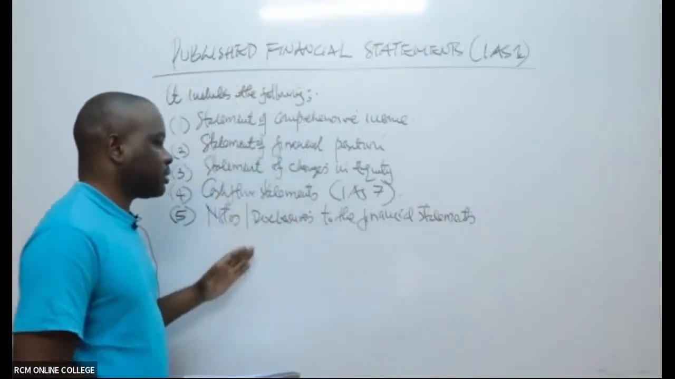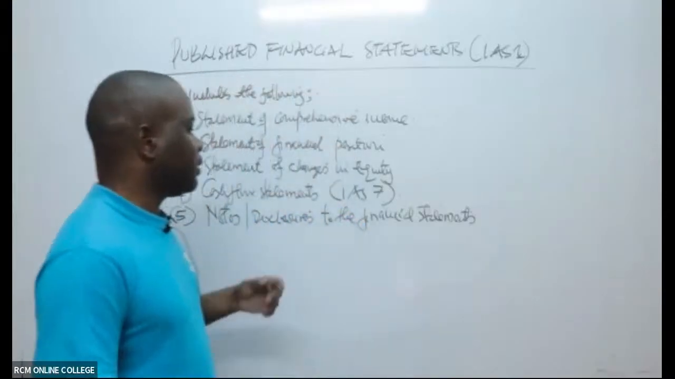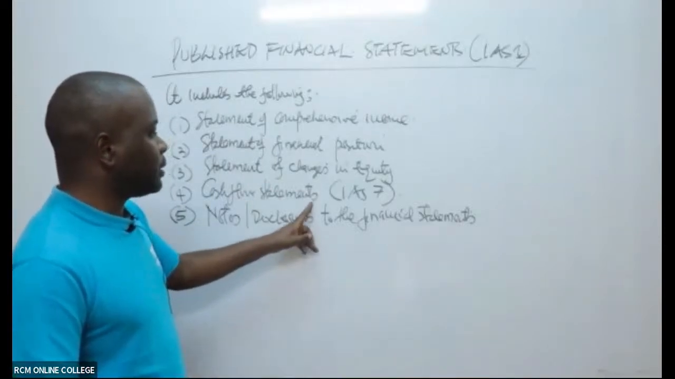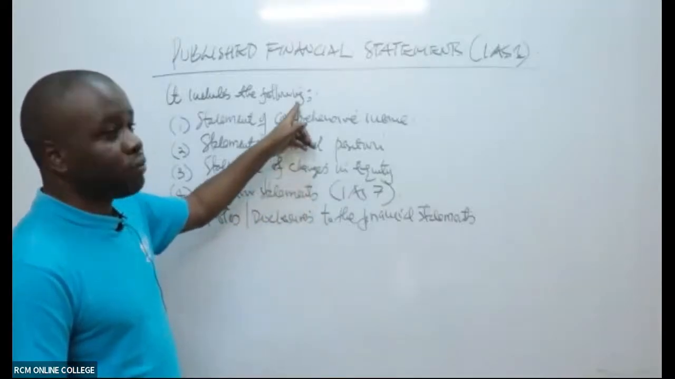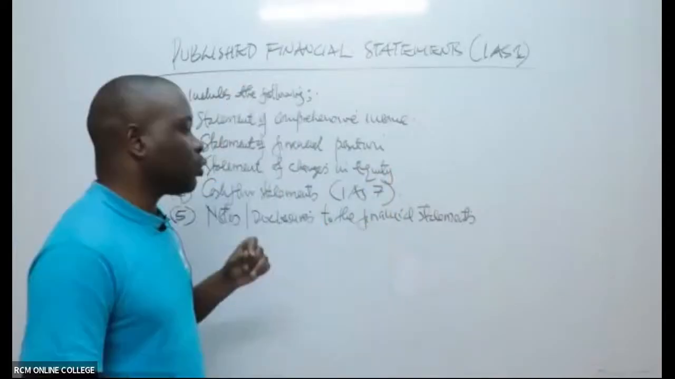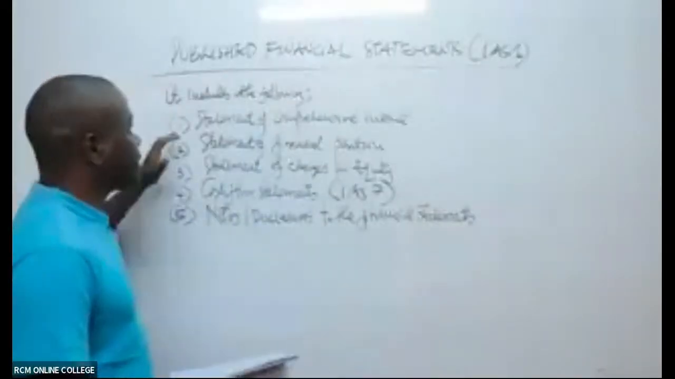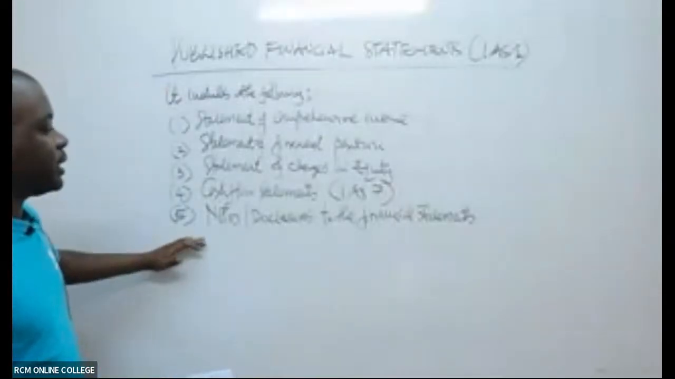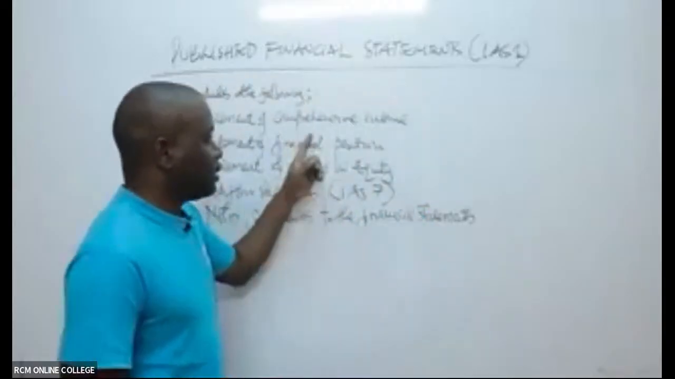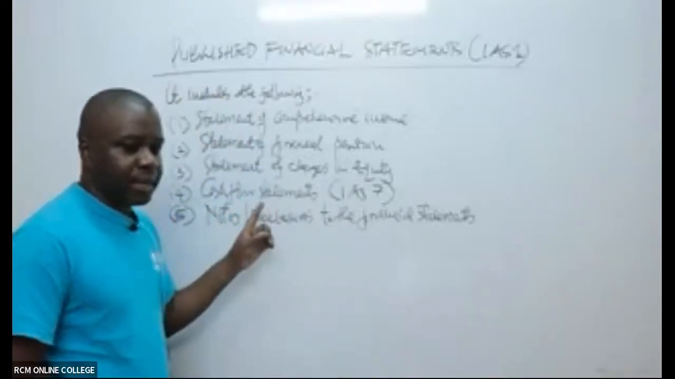Then the cash flow statement: how is the company actually performing in terms of cash flows? So it basically deals with the cash. Then we talk about notes or disclosures to the financial statements. There could be those elements that have been presented in these financial statements, and of course, as the accountant or the person in charge of preparing them, you want to elaborate on them, to better understand what has been presented up here.